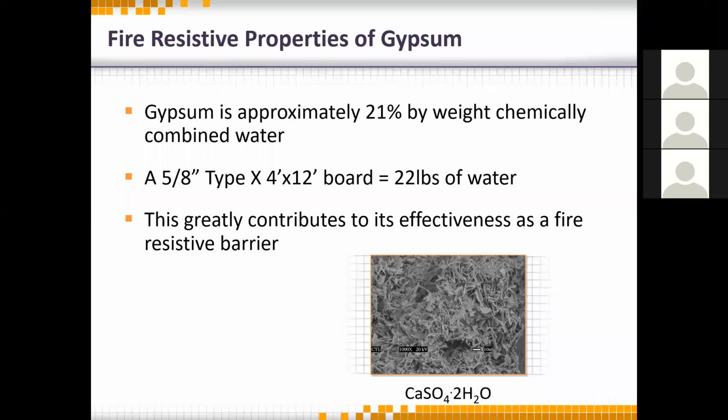So if you took a normal sheet of drywall, 5/8 inch, type X, for example, there would be 22 pounds of water. Does that mean you can just squeeze that piece of drywall and that water will come out? No, it's placed in there solidly. It will be released only when it's heated, and it will be released as steam. That's part of the calcination process that we're going to talk about. So this makes it quite effective as a fire-resistant barrier.